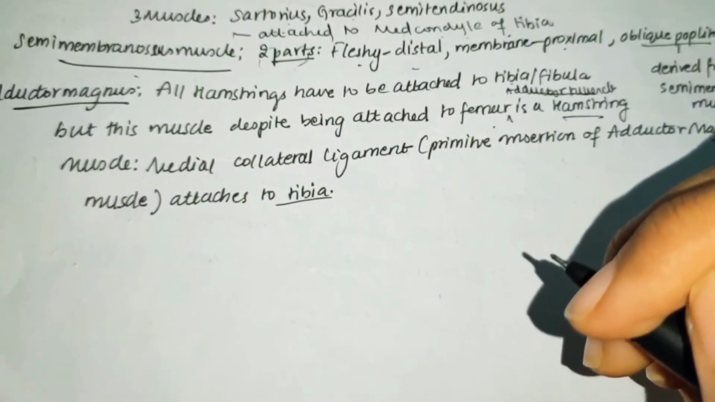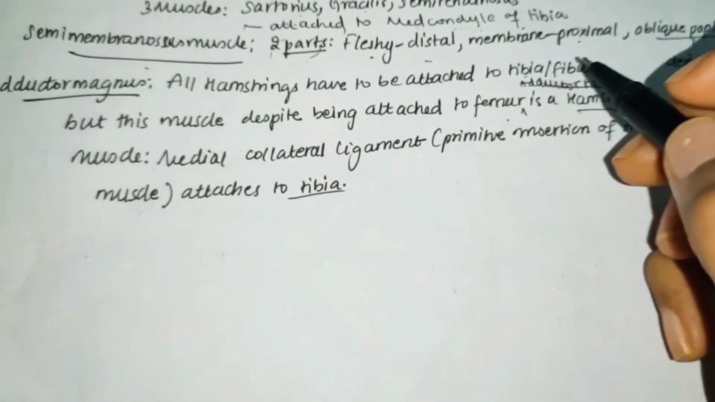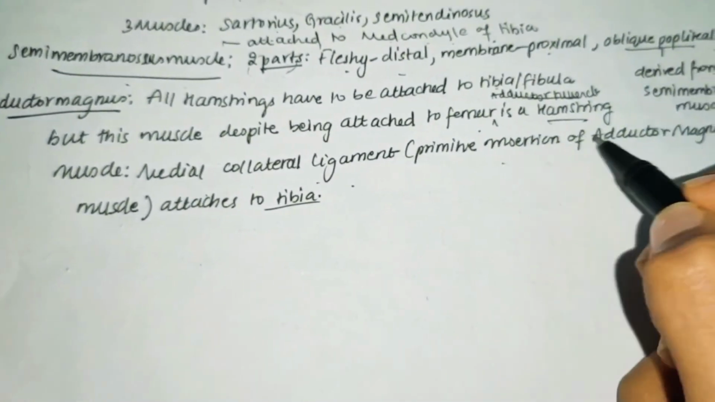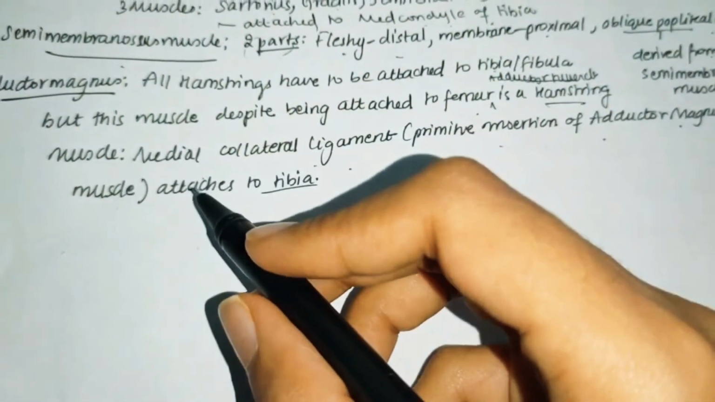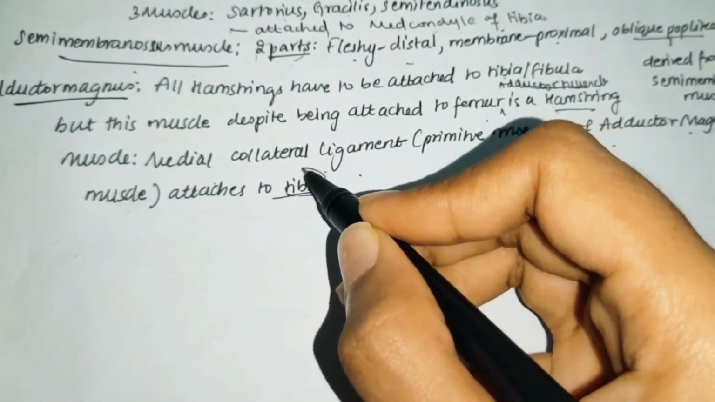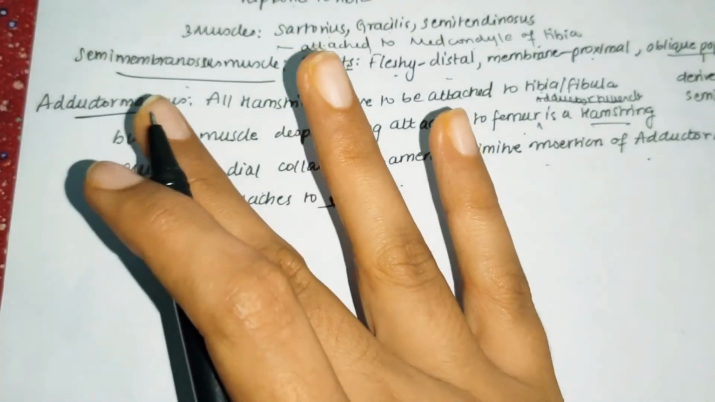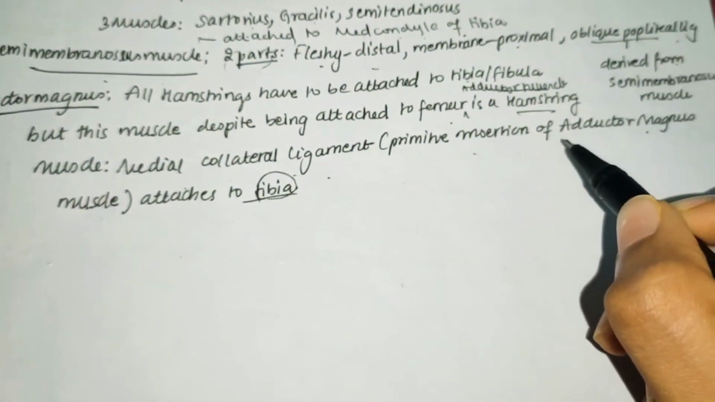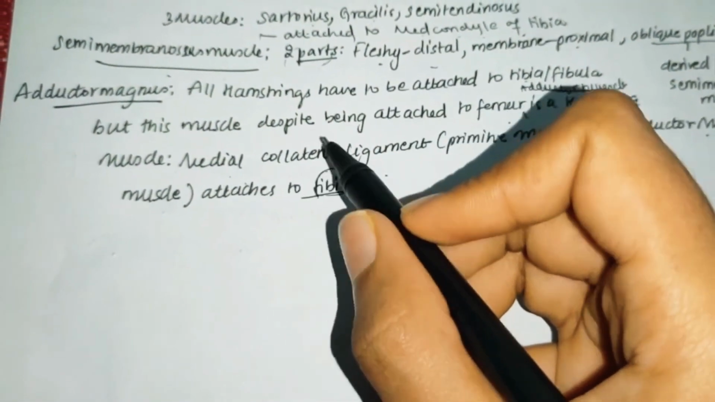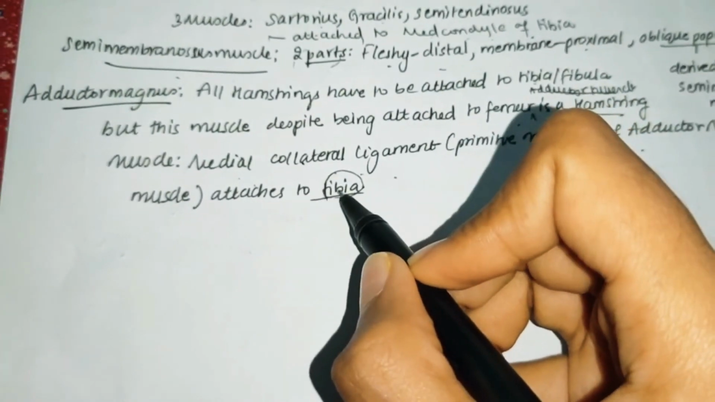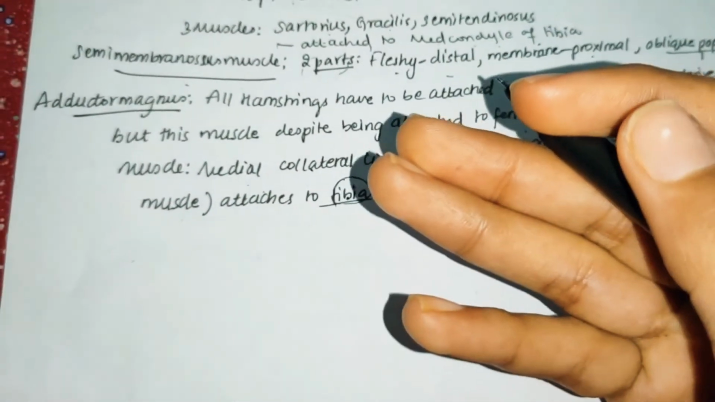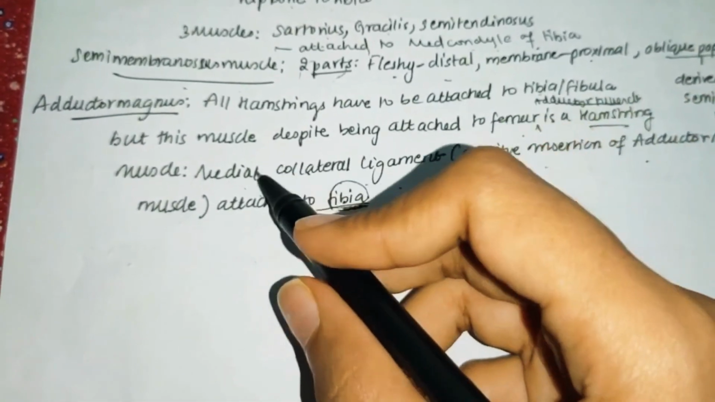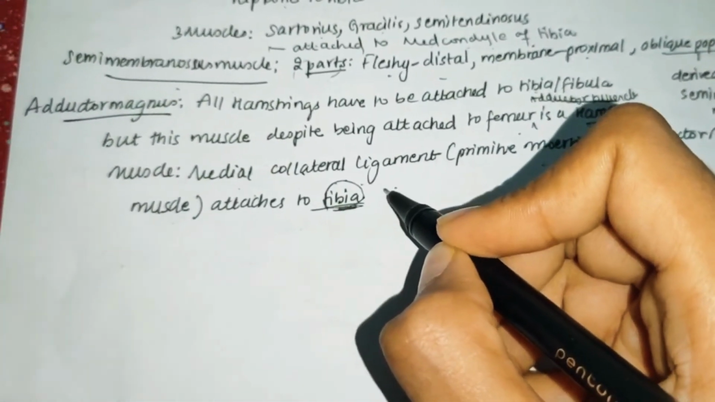Then why can we call it a hamstring? It is not attached to tibia or fibula because the medial collateral ligament is actually a primitive insertion of the adductor magnus muscle. What they mean to say is that adductor magnus attaches by primitive insertion to the medial collateral ligament, and this medial collateral ligament goes and attaches to the tibia. So by this we can say that it is also a hamstring muscle because it attaches to the tibia indirectly by means of the medial collateral ligament.